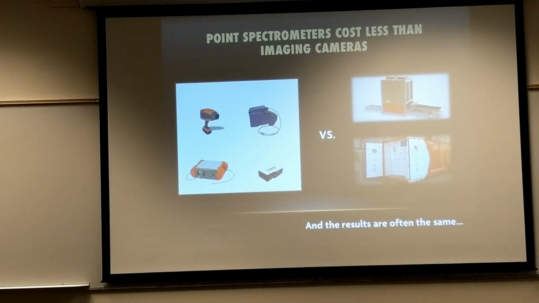So instead of collecting a whole image, a picture, you collect one point. That's why we call them point spectrometers. Point spectrometers collect one point, and you can collect a point every meter, every 10 centimeters, however you want. But they're a bit simpler and a bit cheaper than these imaging systems. So point spectrometers cost less than imaging cameras, and the results are often the same.